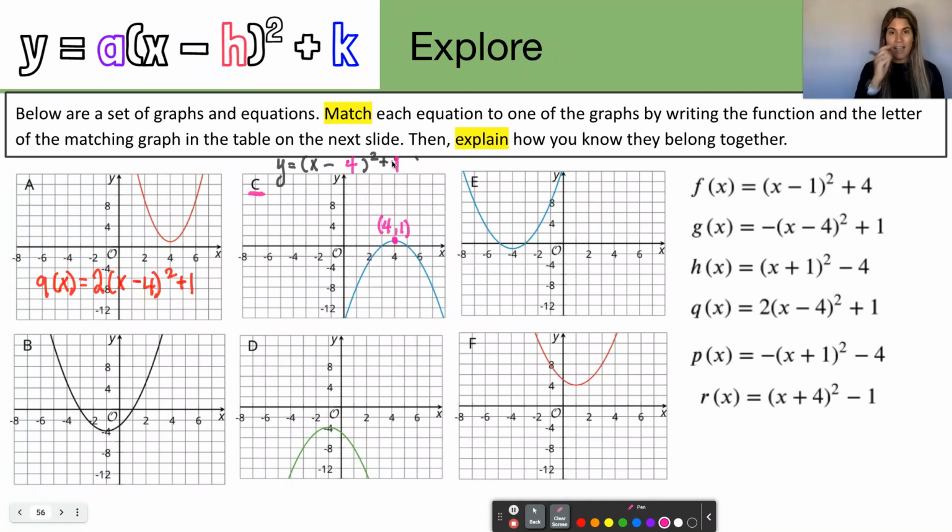Now, before I continue, I see that this opens down. That means that my a is negative, a negative number. Now let me go ahead and check. It can't be Q because we already determined that this one is Q. So the only other one that fits is this one, and this one is negative, therefore it would open down. So this graph is the graph of g of x equals negative (x minus 4) squared plus 1.